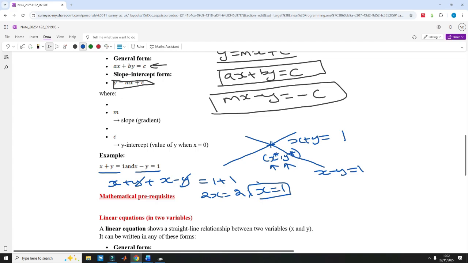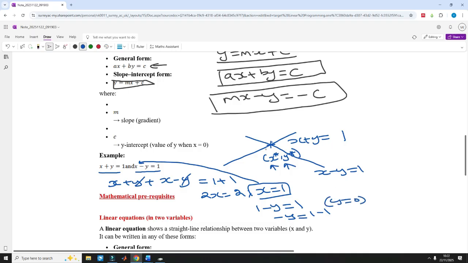So you plug this value in any one of these expressions. What do we mean by that? So 1 minus y equal to 1, or minus y equal to 1 minus 1, or y is equal to 0.